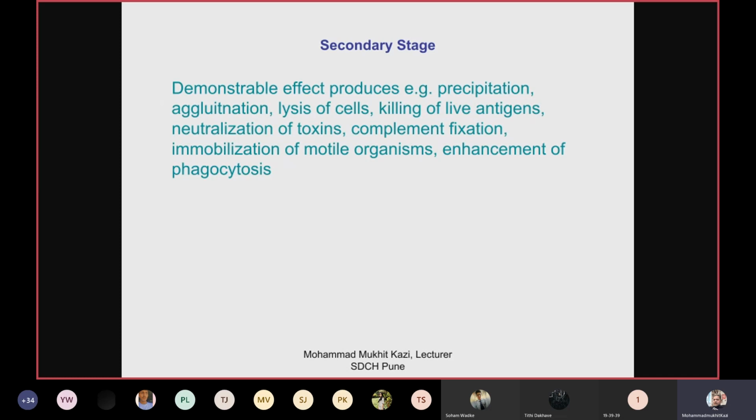In the secondary stage, demonstrable effects produce the end product like precipitation, agglutination. These are called different serological reactions because of the antigen antibody reactions. It can lead to the lysis of cells. It can lead to killing of live antigens, neutralization of toxins. It could lead to complement fixation, immobilization of motile organisms, or the enhancement of phagocytosis.